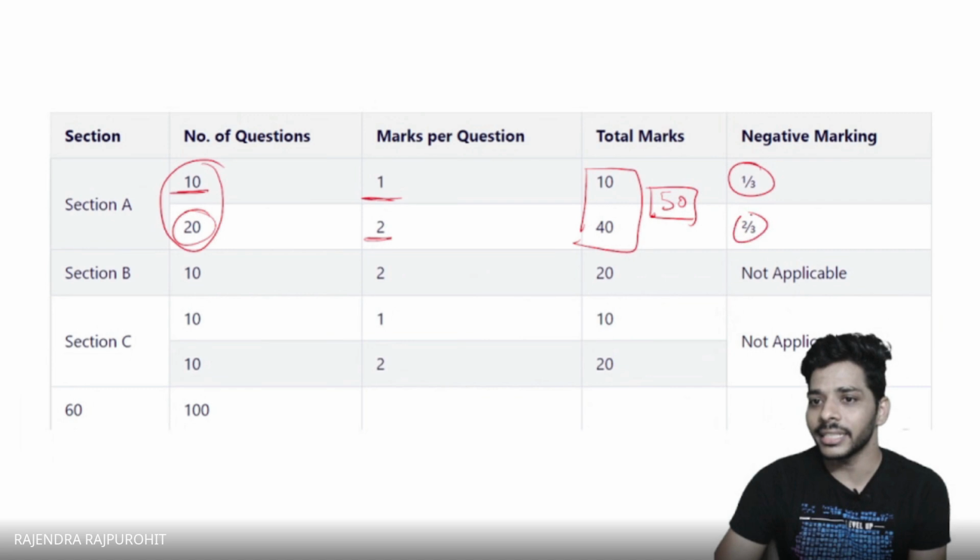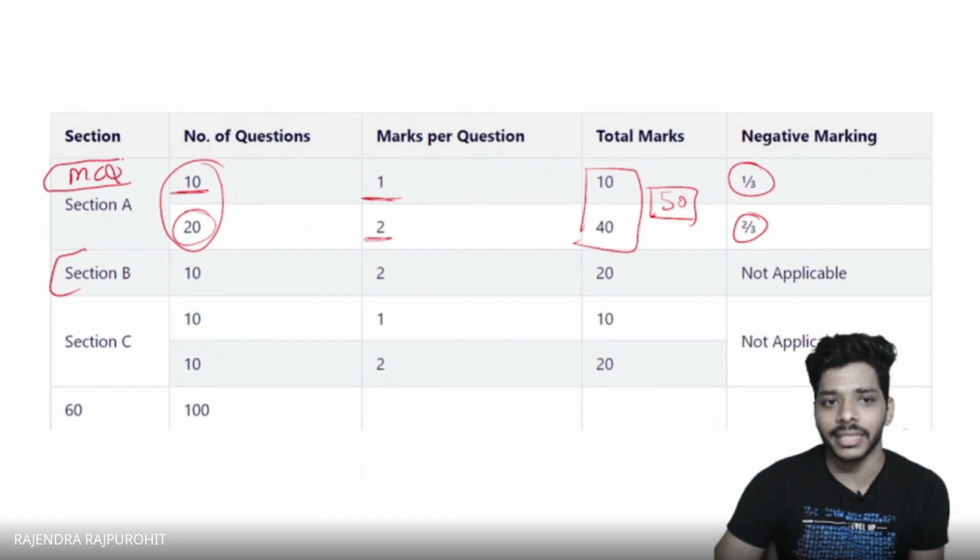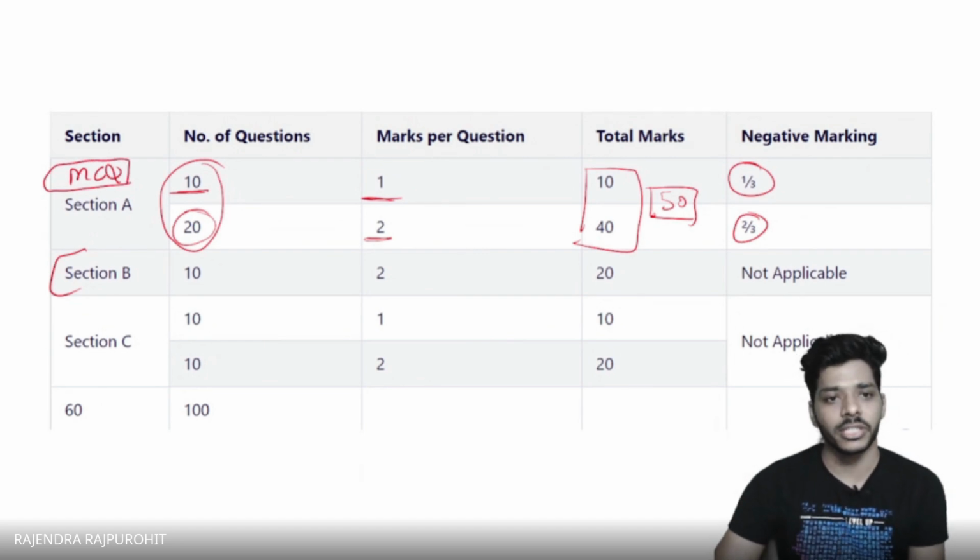There are negatives in this as well, and again it is 1/3 of the actual marking, so about 33% negative for each incorrect answer. Then there is Section B. These questions are all MCQs, and that explains that it has negative marking.